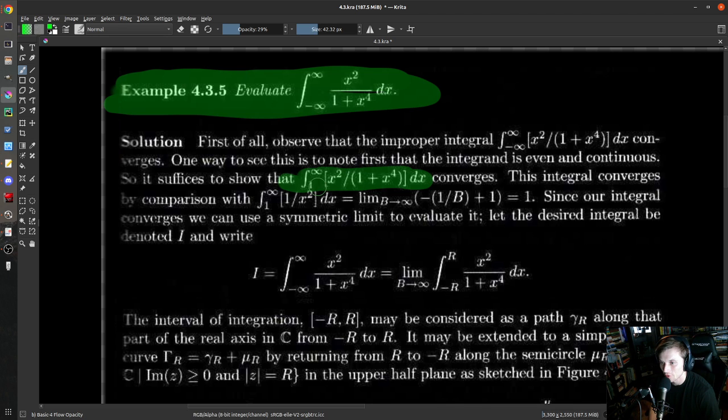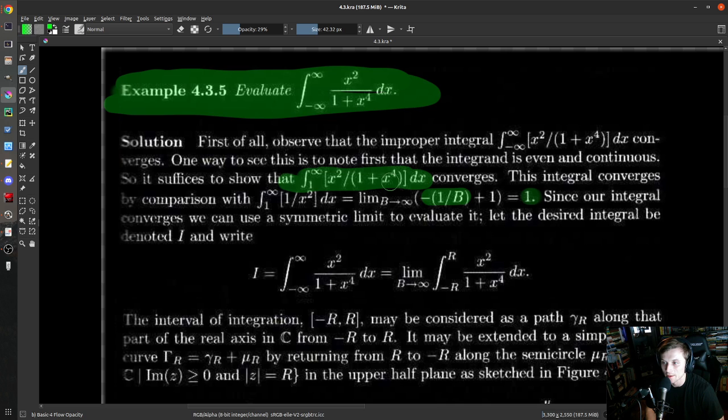So that's minus 1 over x evaluated from 1 to b, right? And so you get minus 1 over b minus minus 1 over 1, so that's plus 1, and as b goes to infinity, that first term drops away and you just get 1. So since this, 1 over x squared, notice x squared divided by 1 plus x to the fourth, if you look at the ratios of the terms, you have x squared over x to the fourth.